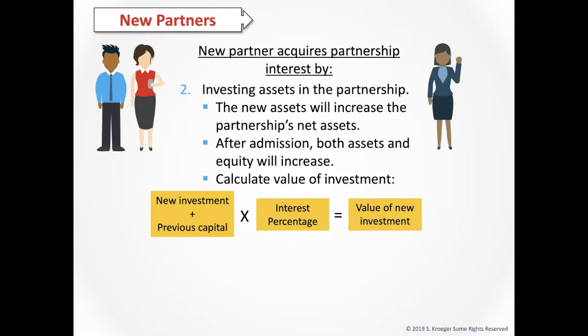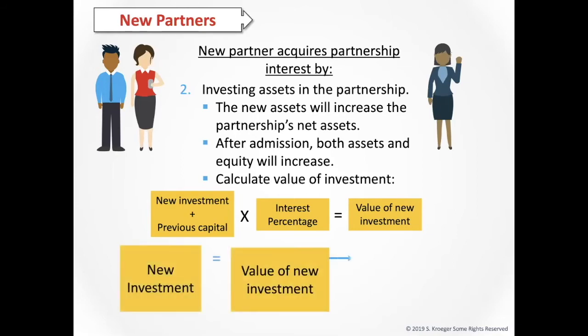We will take that and multiply it by the interest percent that we're giving that partner. What percentage of the business are they getting by giving us this investment? When you do that, that would be the value of the investment. From there, we have to see if it's going to be a bonus or no bonus.